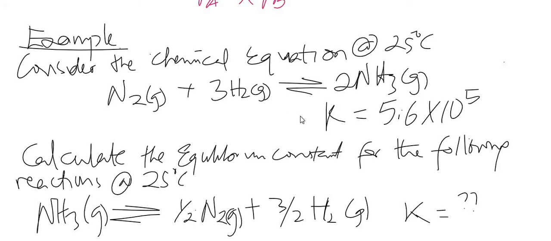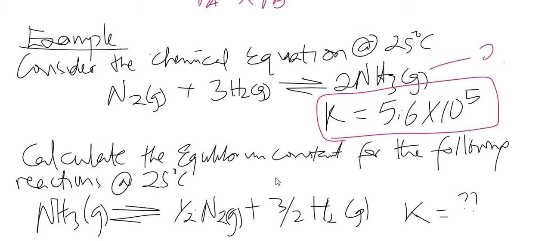Let's take a look at this example. Consider the chemical equation at 25 degrees C for the production of ammonia. The K forward for this reaction is given as 5.6 times 10 to the power 5. Calculate the equilibrium constant for the following reaction at 25 degrees C. Looking at this, this is the first expression, and this is the second expression.